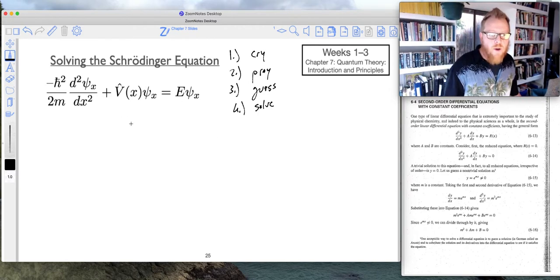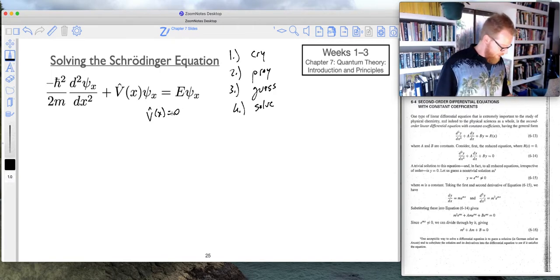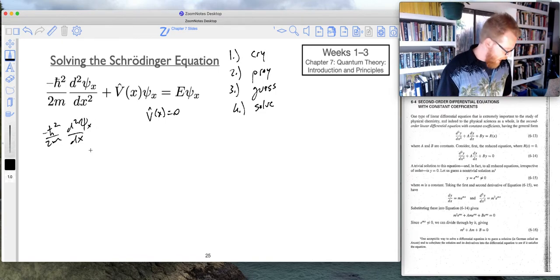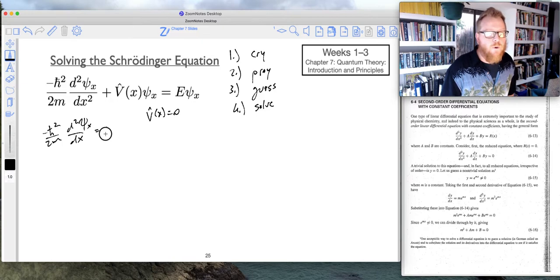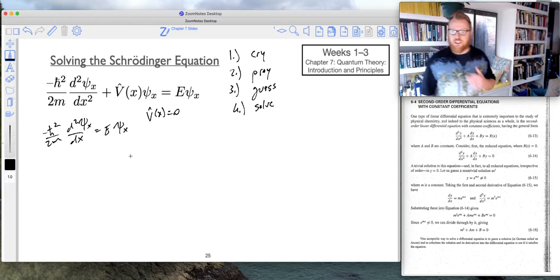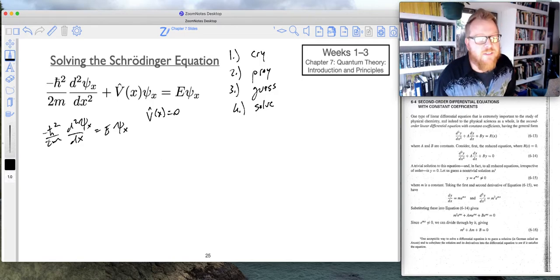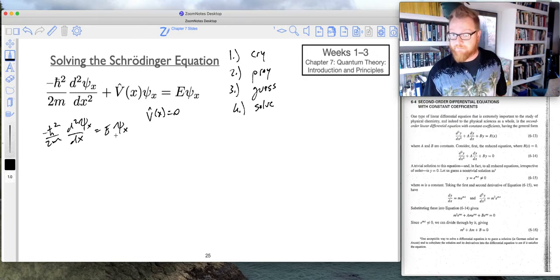So for now, let's just make our lives a little bit easier. No potential energy. Beautiful. And so that means now we've got negative h bar squared over 2m times the second derivative of psi equals E psi of x. So we're not going to worry about that potential energy term for now. I want to get this in terms of the reduced equation, which means I want to eliminate the constants in front of the second derivative, and I want to get this whole thing set equal to 0.